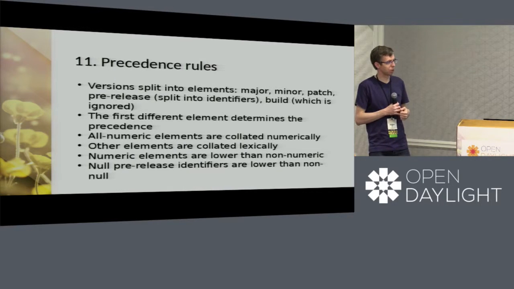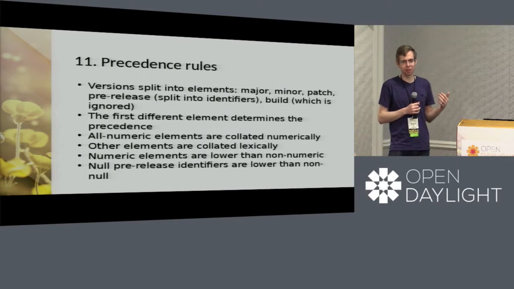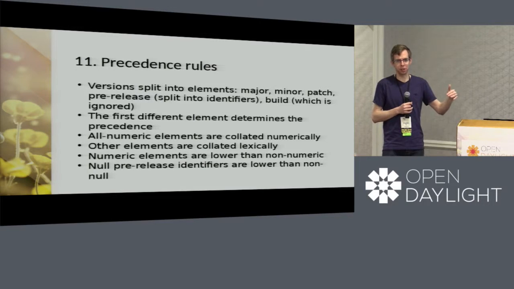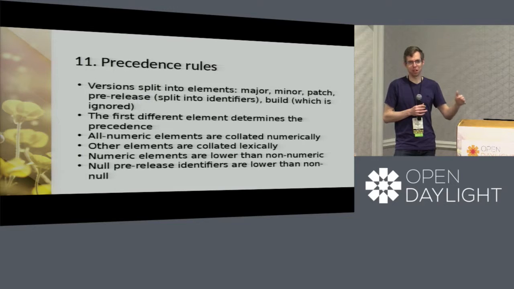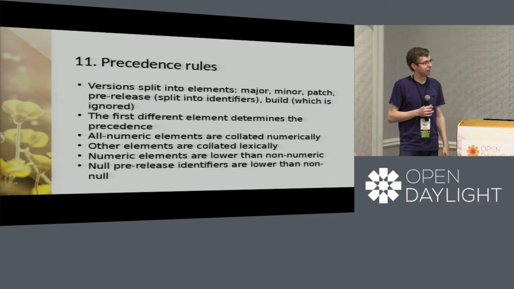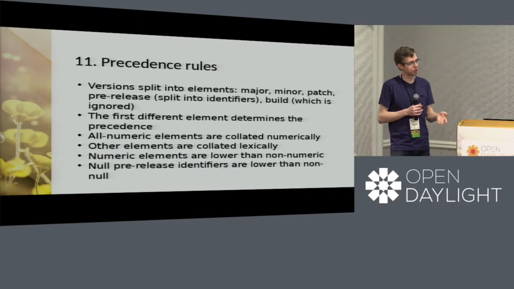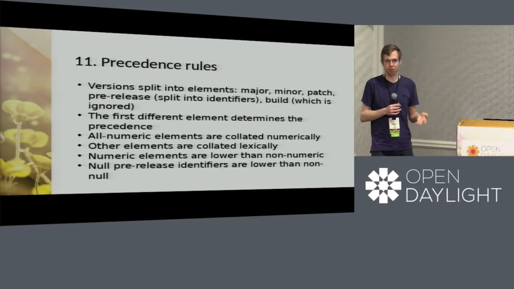Numeric elements are always lower than non-numeric, and so null pre-release identifiers are lower than non-null. That's just a complicated way of saying that if you add extra pre-release components, they sort later. So you could call your versions 1.0.0 dash alpha and then 1.0.0 dash alpha dash beta if you really wanted, and that would sort after dash alpha. And actually, the stuff I was saying about Git tags being bad for builds is rubbish because the build part is never taken into account for precedence rules.